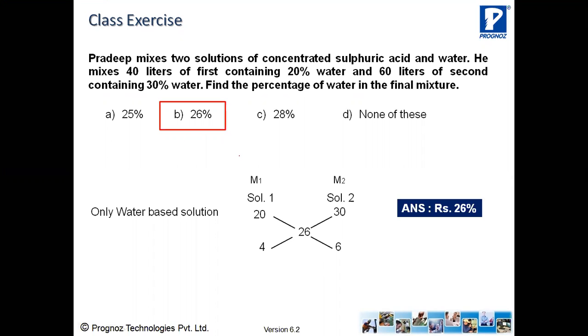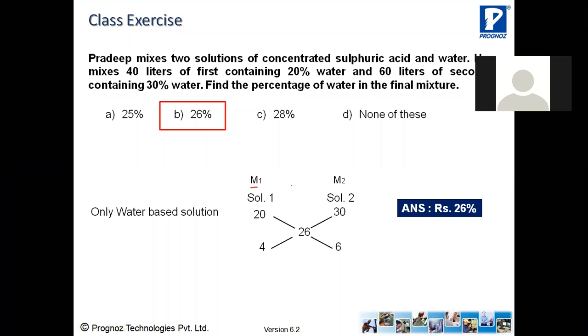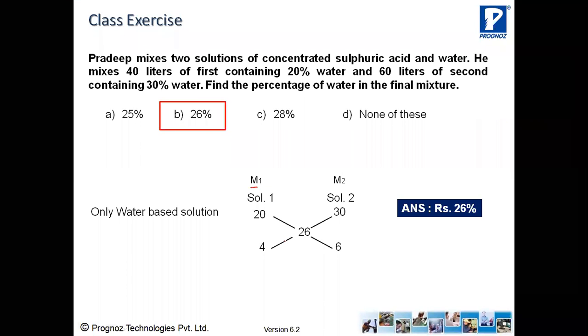Did you all get this clear? It's the same thing. Solution 1 and solution 2 were taken, mixture 1 and mixture 2. This is mixture 1 and this is mixture 2. Solution 1 has 20% concentration of water. Solution 2 has 30% concentration of water. We have to find the combined, and the ratio is 40:60. We made it 4:6, so we will again get the same answer, 26.